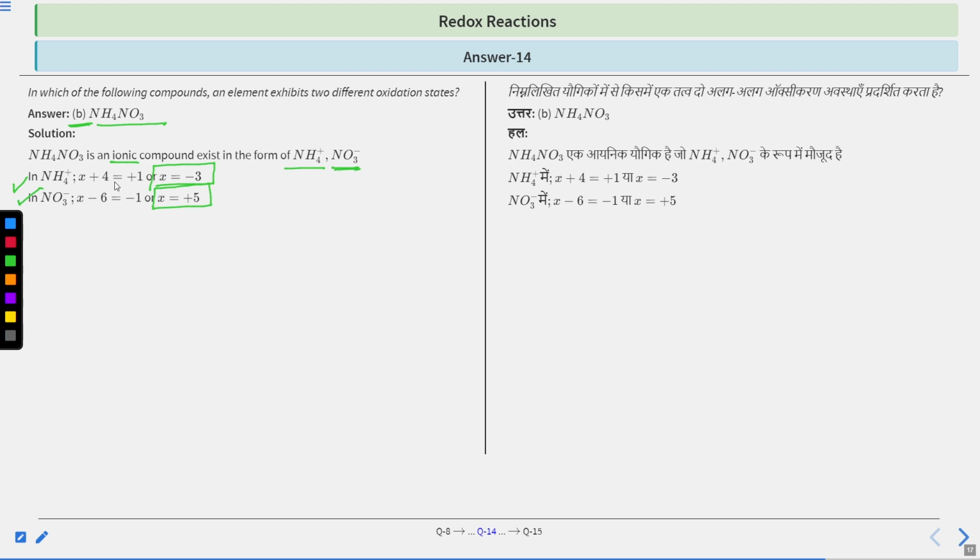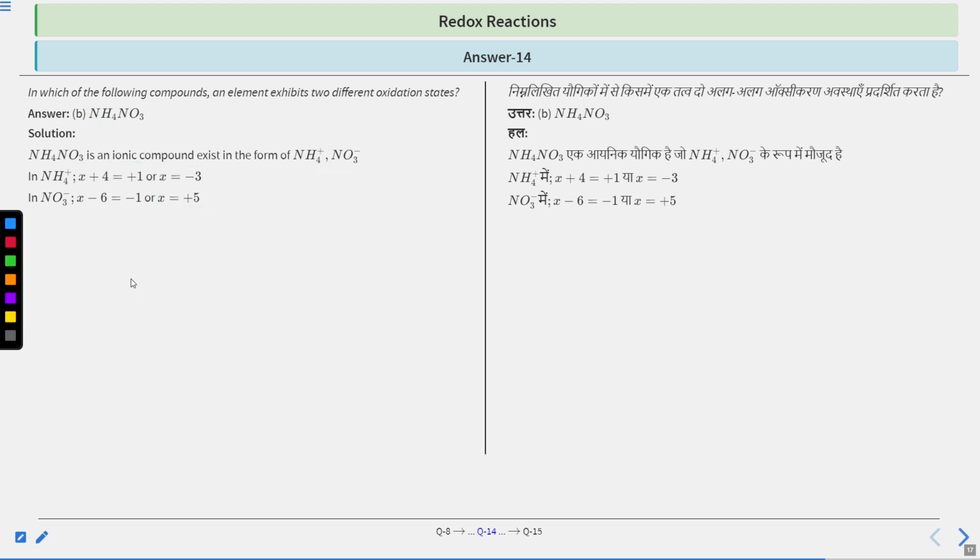So two different oxidation states, right, in the same compound. This is what the question asks, right? That an element exhibits two different oxidation states in the given compound. So nitrogen is the element having two different oxidation states in the same compound, and thus option B is the correct answer.